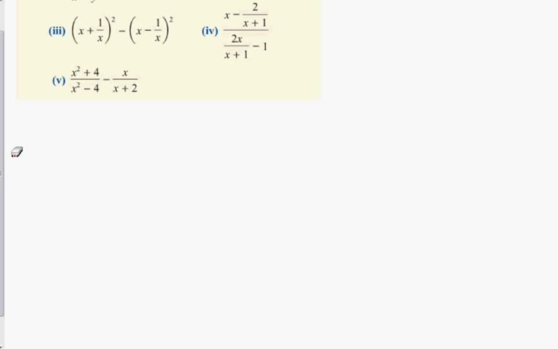Number 4, part 4. Okay. I need to work on both parts separately, don't I?